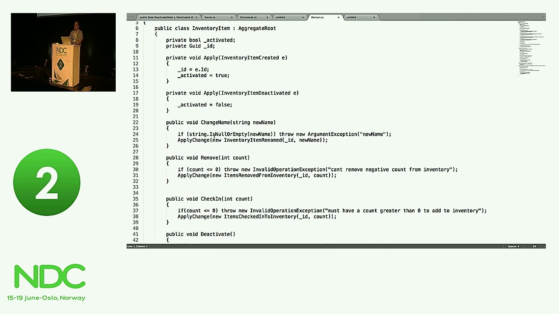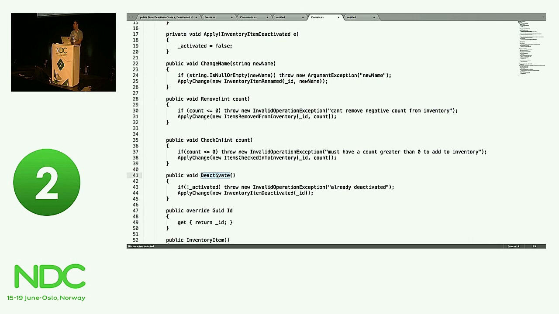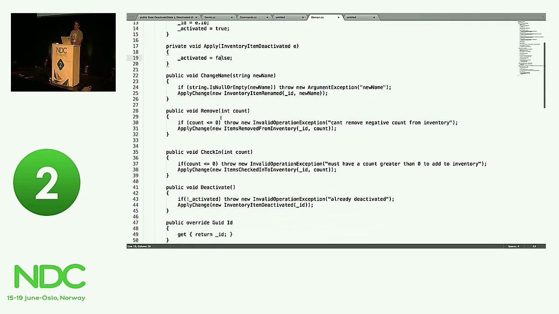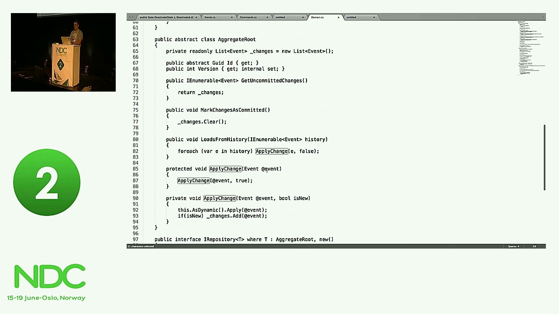Now, the general idea when you start following event sourcing is you end up with two methods to do any kind of behavior. The first one is a public behavior, deactivate. The second one is a private method that's called apply. And the general flow is, when I call deactivate, it may do some business logic. And when it's done doing that, it calls apply change. This gets hooked in a base class. It will add the change to a thing called changes, and it will hold it. Relatively simple.